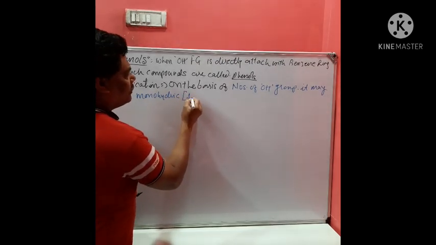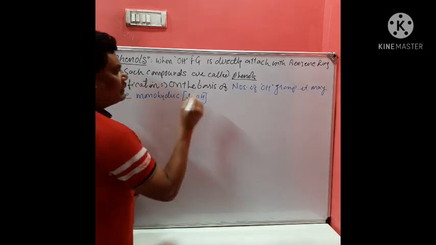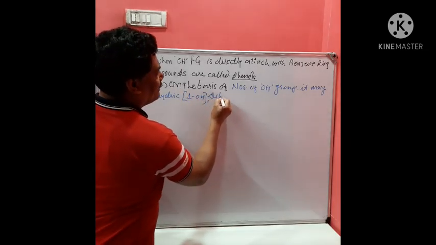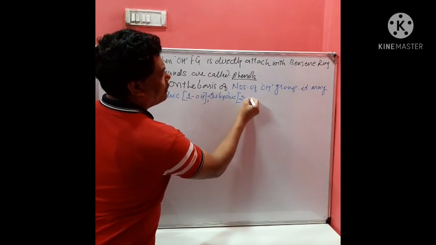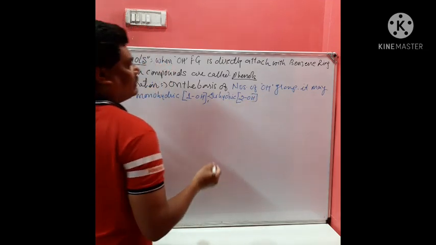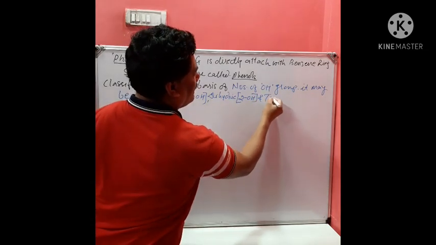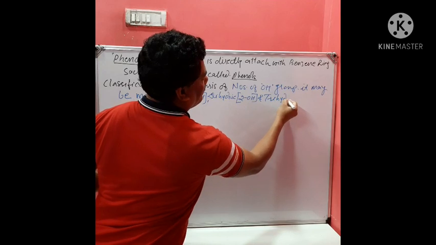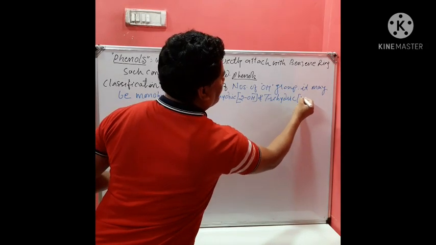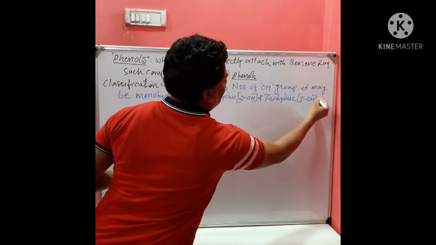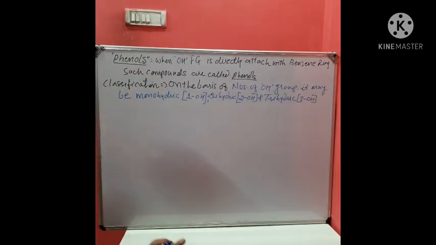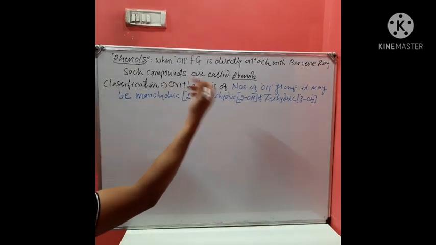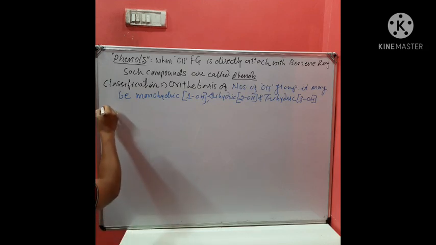Monohydric means what? One OH. Dihydric, that is what? Two OH. And trihydric means what? Three OH groups are directly attached with the benzene ring. Such compounds are called phenols. So monohydric phenols, dihydric phenols and trihydric phenols.